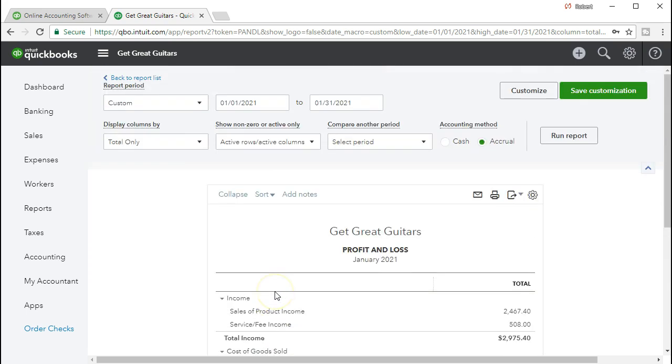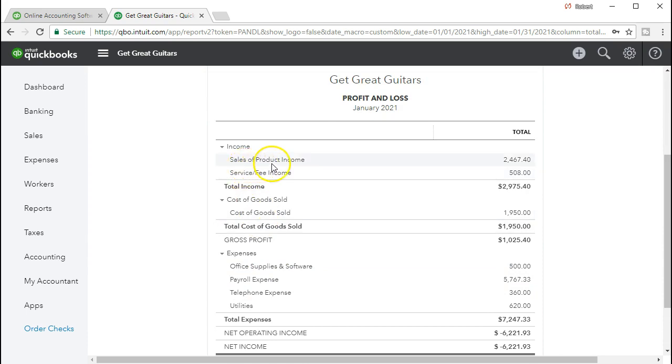So what we have first here is we've got the sales of products. These are inventory items we sold, as opposed to service items that we sold, and we broke those out into 2 separate accounts.